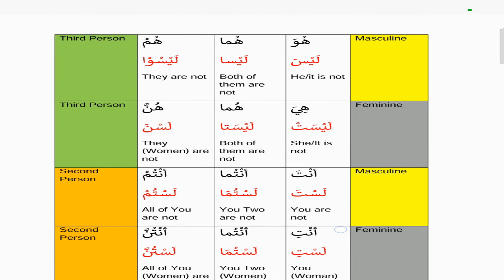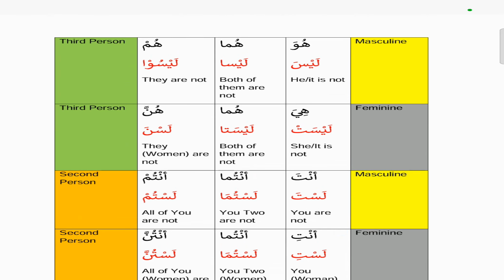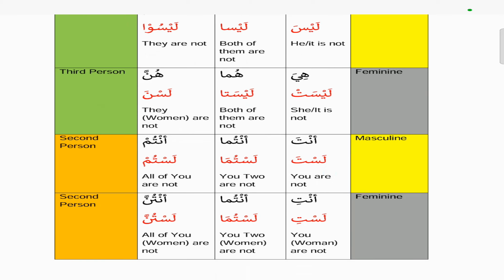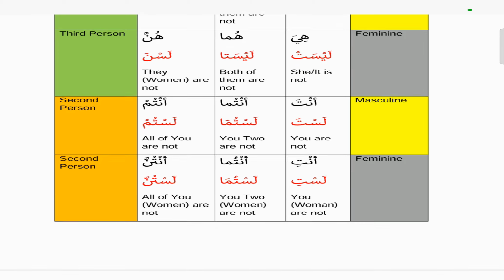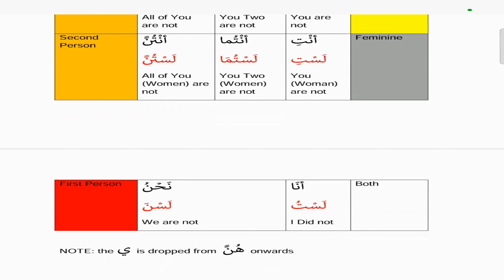The reason why is because if you remember in past tense, the last letter of the fi'l out of the three root letters takes a sukoon from hunna onwards. But if we put a sukoon on the seen, in laysa the ya already has a sukoon, so it becomes awkward to say. So we drop the ya, so it just becomes las. So lasna, and then that remains the same throughout the whole chart. So it's lasta, lastuma, lastum, lasti, lastuma, lastunna, and the ana version lastu, and nahnu is lasna.